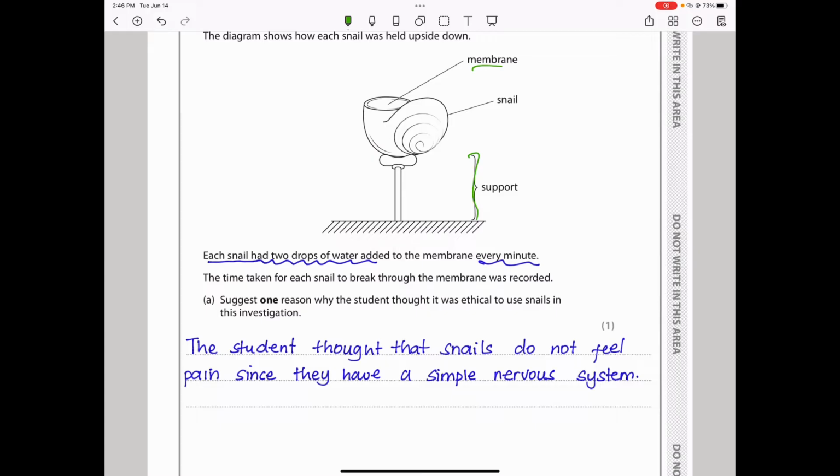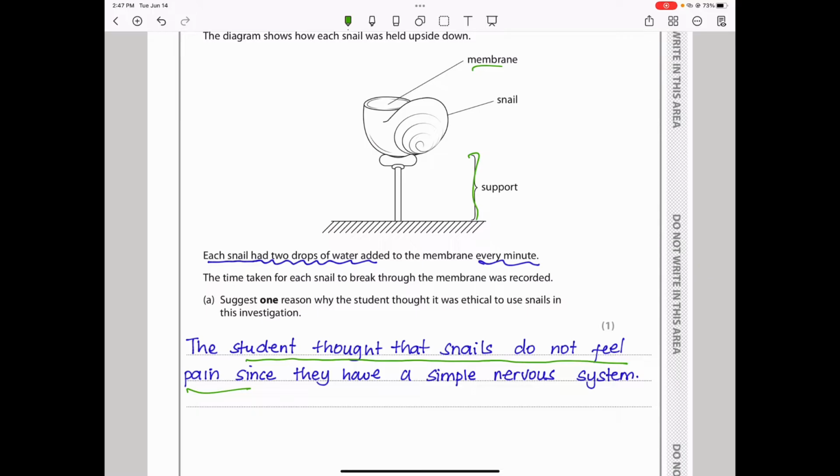Part A says, suggest one reason why the student thought it was ethical to use snails in this investigation. This kind of question is common, not only for snails, but other organisms like worms. When they use such organisms, it means they do not feel much pain. It means they have a simple nervous system, and therefore the pain is not going to be felt like in other complex organisms that have a complex nervous system and can feel a lot of pain when they're in specific positions or used for experiments. So the student thought that the snail does not feel pain since they have a simple nervous system.